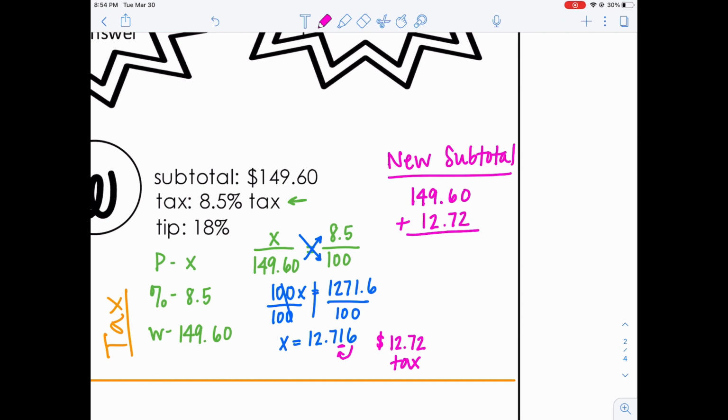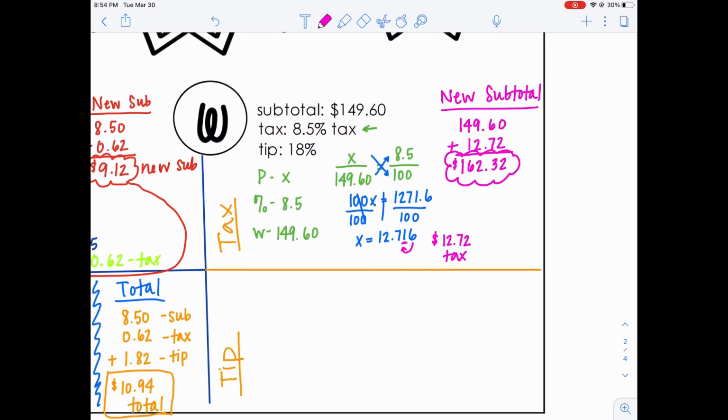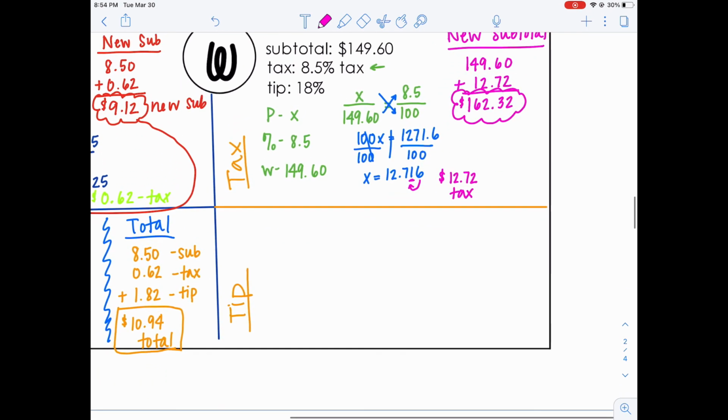When I add them together, $149.60 plus $12.72, I get that my total is $162.32. And once again, this is our new subtotal. Once we have a new subtotal, we take that and we put it in for the whole in our tip. So down in the tip, do part, percent, and whole, and immediately take that new subtotal that you found and put it in for the whole on the tip piece.